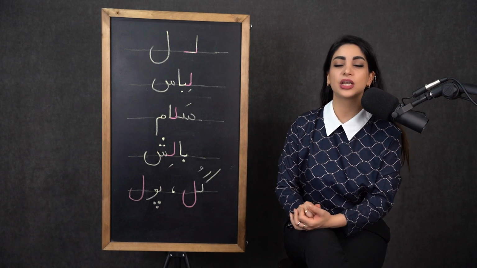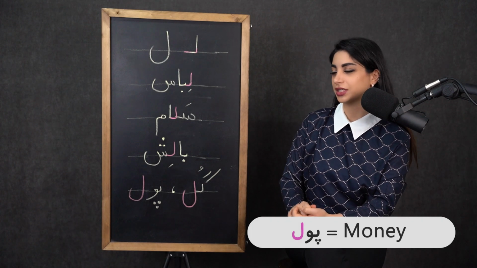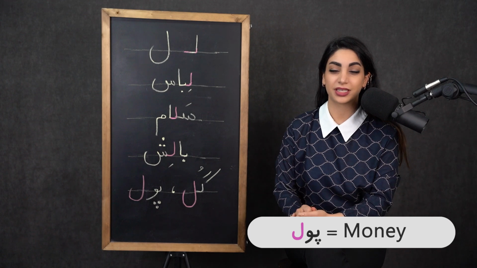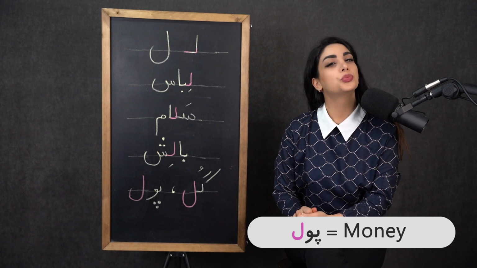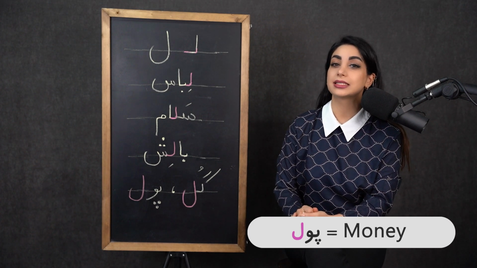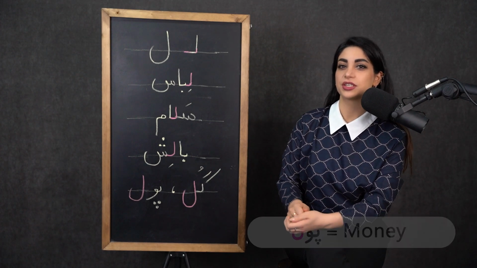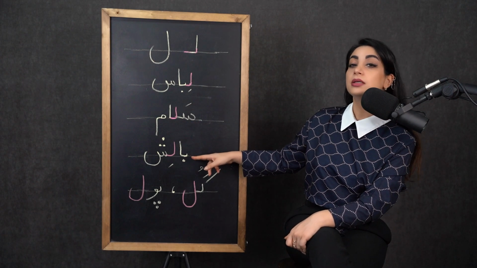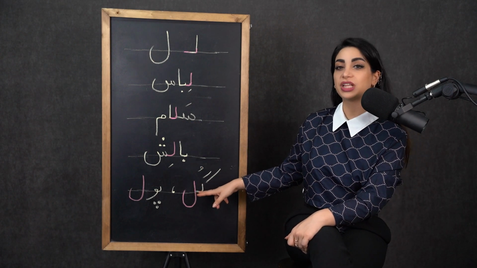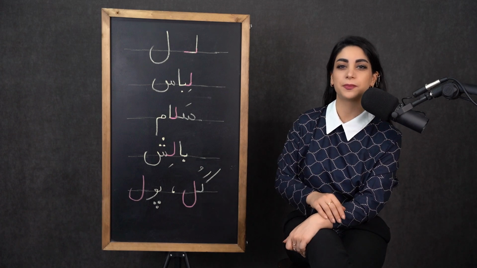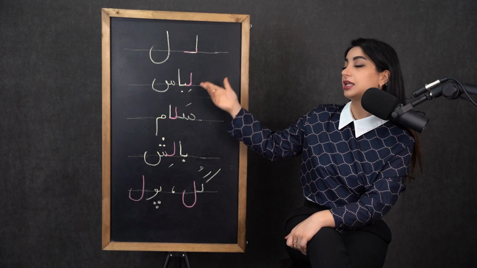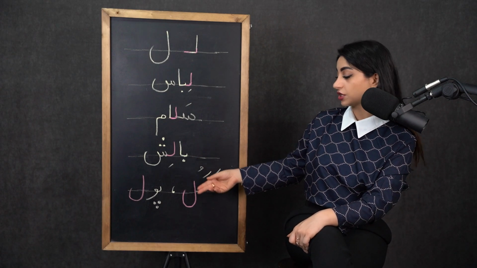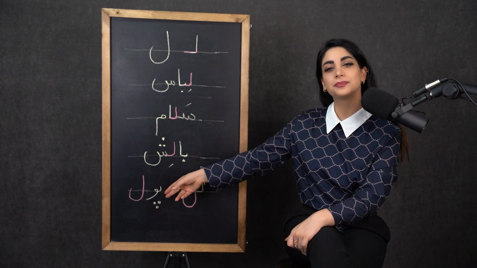And the last one, pool. You can read it if you pay attention, right? You know all the words and vowels in this one. Pool is the same as money in English. So we have clothes, hello, pillow, flower, and money. And in Persian, lebas, salam, balish, gul, pool.